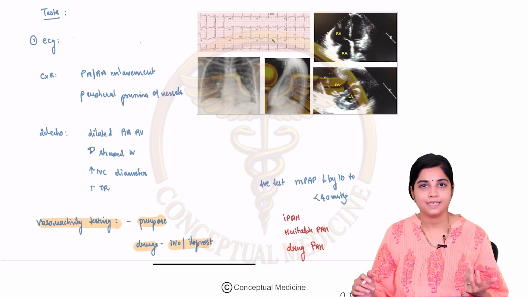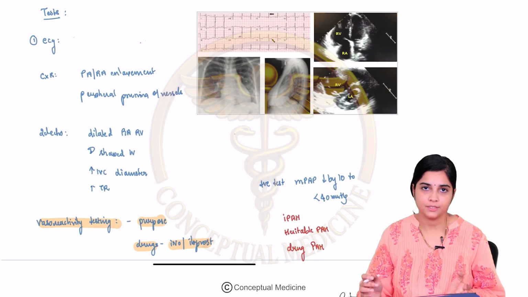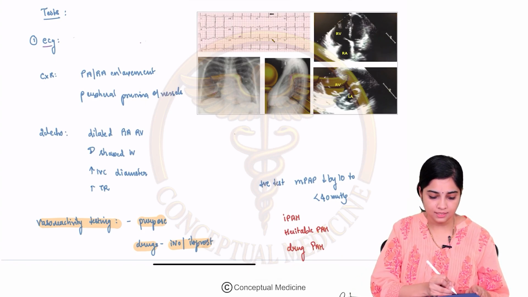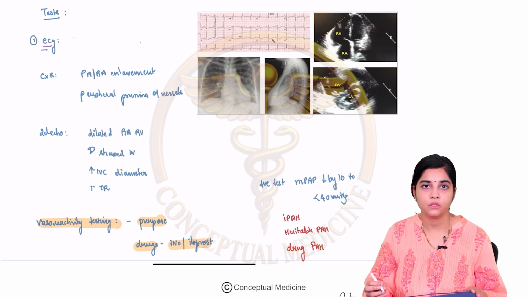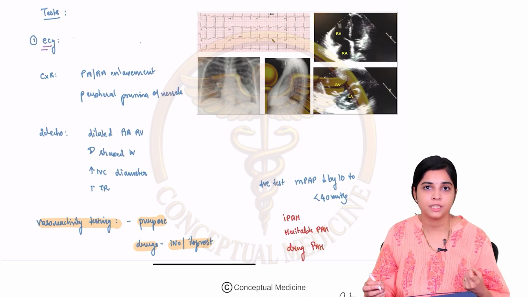Now, what are the tests that we use to diagnose pulmonary hypertension? The first test is the ECG. So what are the findings that you would expect on the ECG? Which chamber of the heart is going to be most affected in pulmonary hypertension?